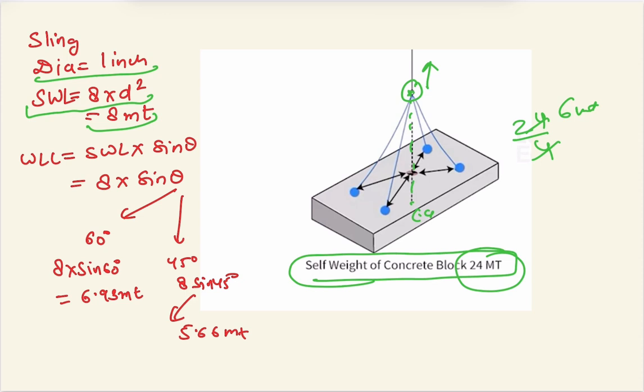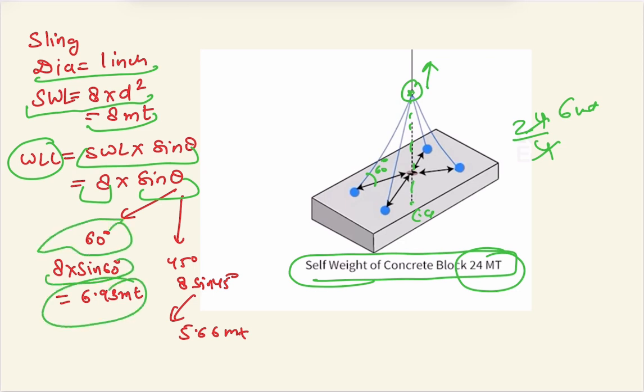Now, in that case, if we have to identify whether this 1 inch diameter sling is sufficient or not, we have to depend on the theta also. So, WLL of the sling is given by SWL into sin theta. SWL comes out to be 8 into sin theta. If the sling angle, this angle is 60 degree, we are taking the case 1. If this angle is 60 degree, then 8 into sin 60 is 6.93 metric ton.